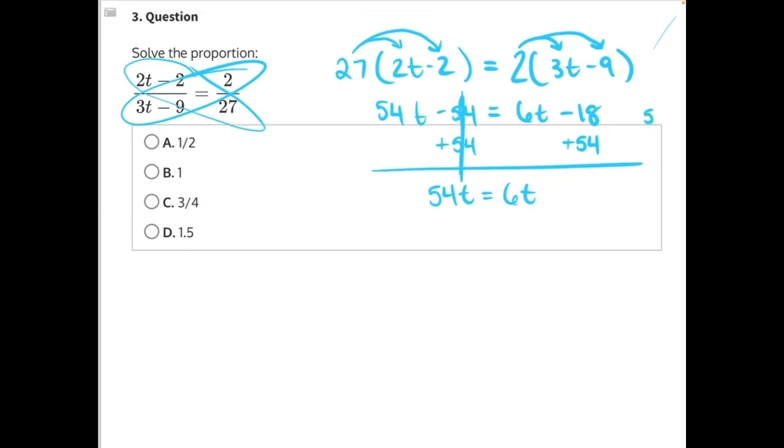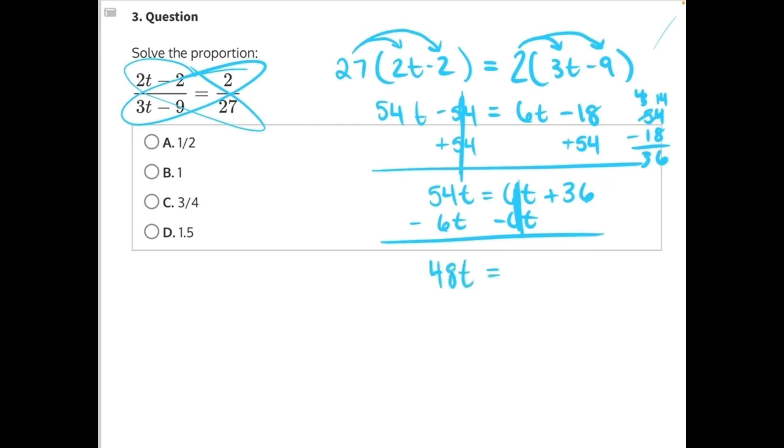as subtracting a positive. So this is the same thing as 54 minus 18. Can borrow. 14 minus 8 is 6. 4 minus 1 is 3. We have a positive 36. Now, 6t is being added to 36, so we need to do the opposite and subtract 6t from both sides. These 6t's will cancel. 54 minus 6 will give us 48t equals our positive 36.